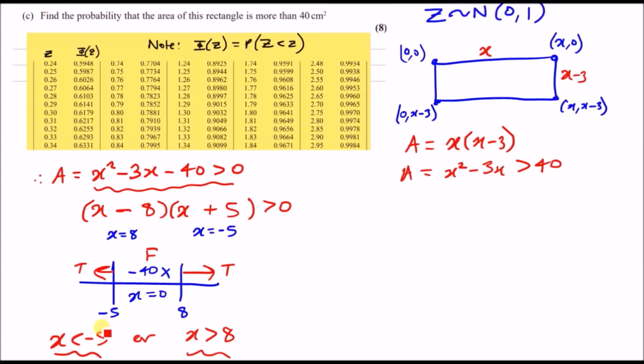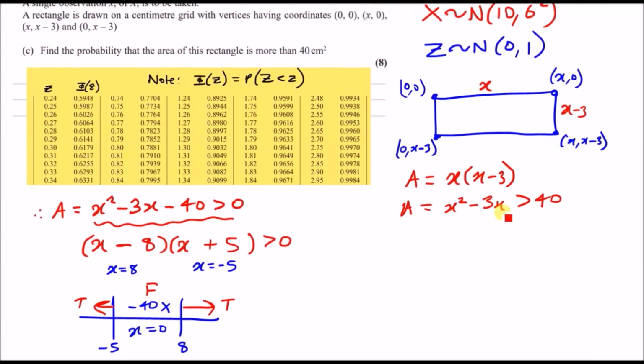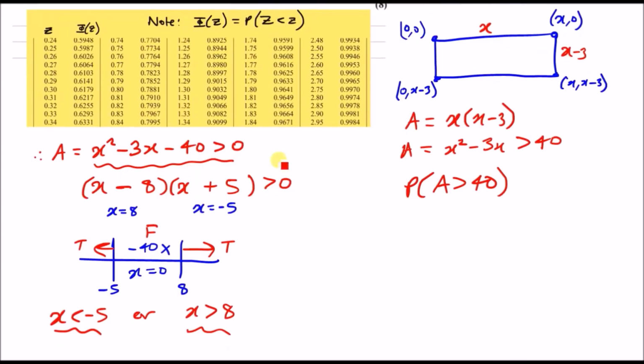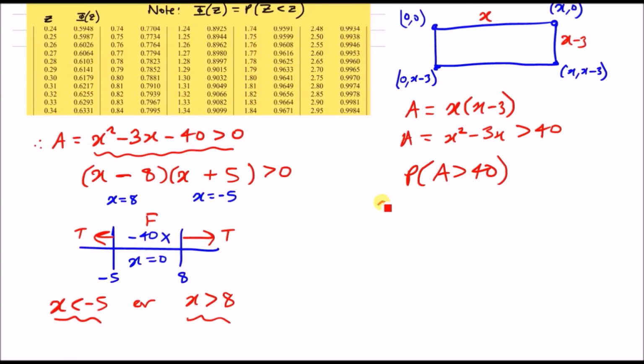Now, going back to the question, originally they want us to find the probability that the area of the rectangle is more than 40. So even though the question was the probability that the area is more than 40, we've now changed it in terms of x, which we did over here, and we've shown that this is the same as these x values here. So the area condition is now equivalent to finding the probability that x is less than minus 5, or the probability that x is greater than 8.